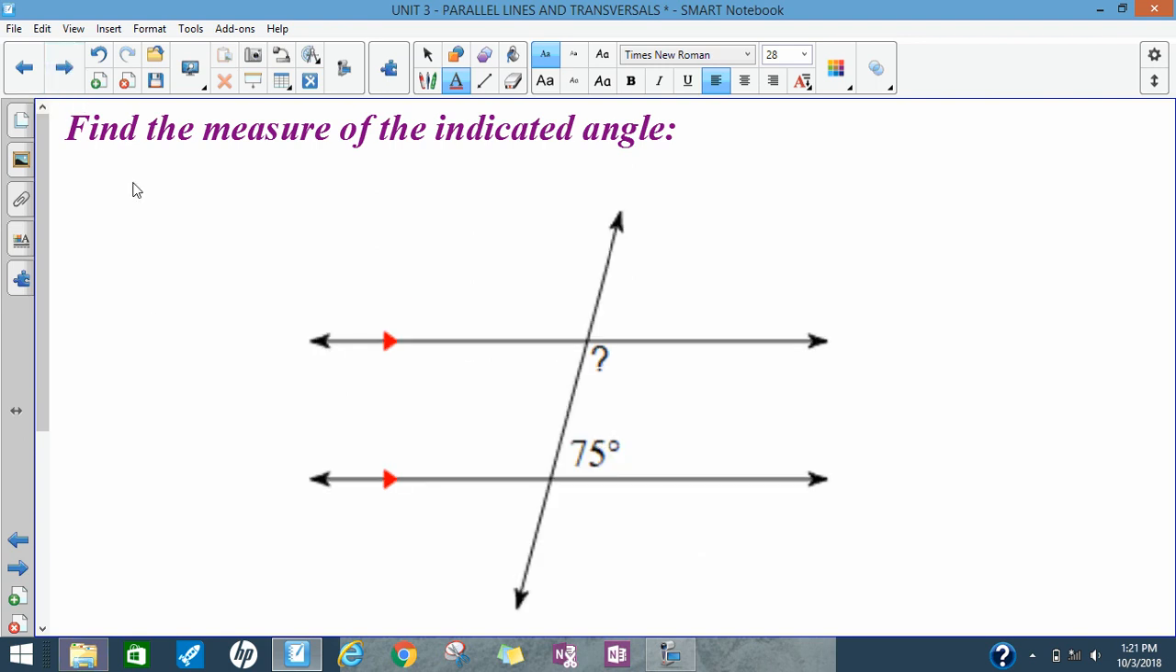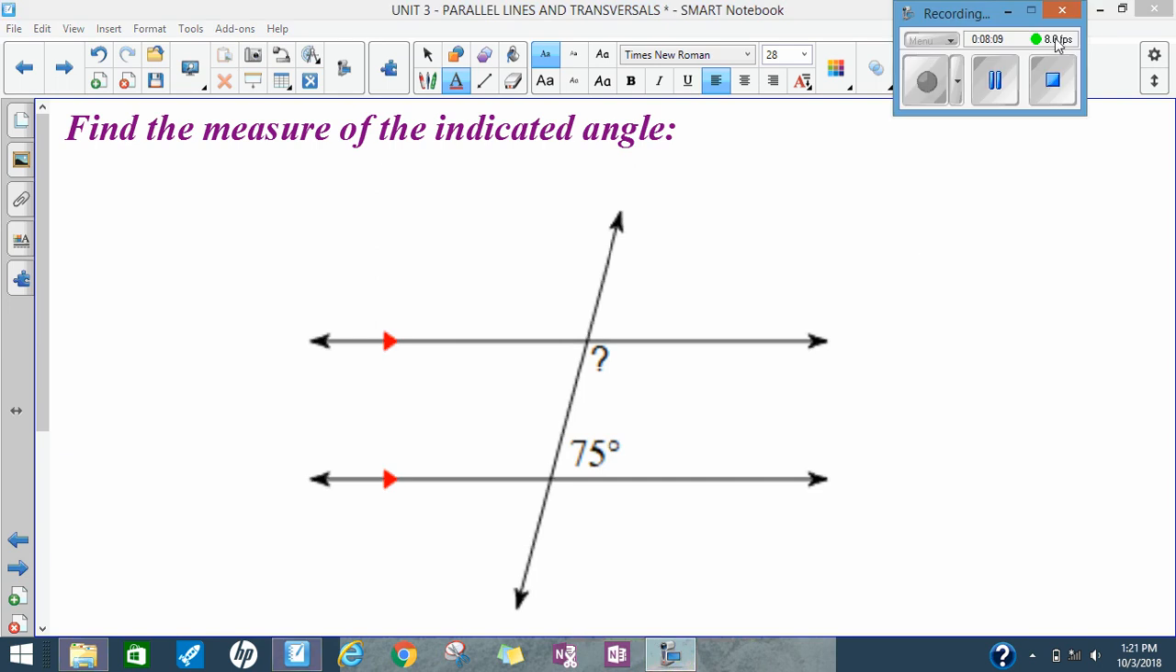So why don't you go ahead and give this one a try. Find the measure of question mark, and then press play to find. So these are both interior angles. They're both on the same side of the transversal. That makes them same side interior and same side supplementary, so they should add to 180. So I subtracted 75 from 180 to find that question mark is 105 degrees.